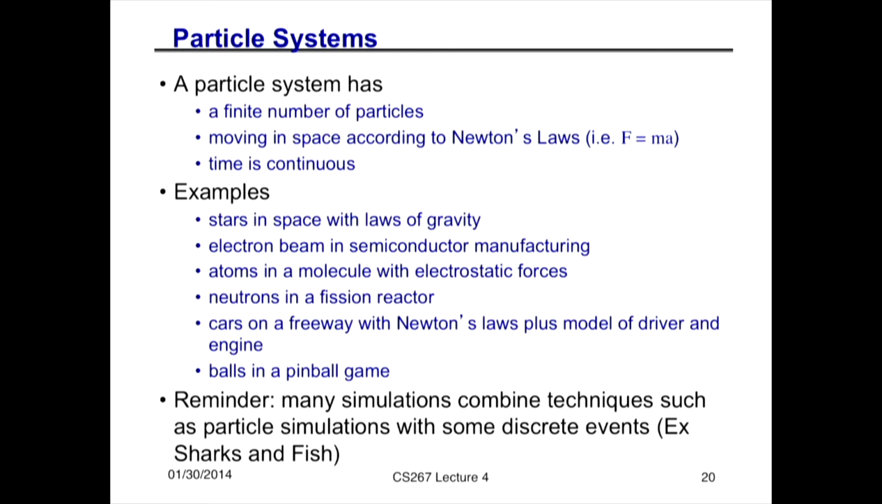Stars in space moving under gravity, or an electron beam where you have electrostatic forces pushing the particles around, and that's in semiconductor manufacturing. Or if you're doing molecular dynamics, you'll have atoms moving around, again, with electrostatic forces on them. Now, if you have neutrons, they're bouncing off of things, no electrostatic forces anymore, but it's still a particle simulation.